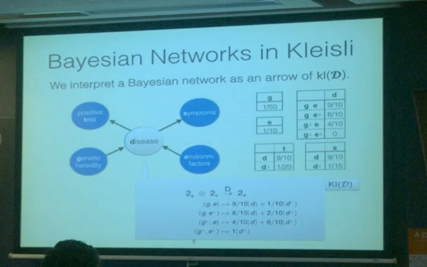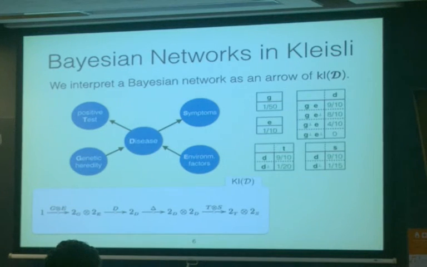And because it's a monoidal category, we can use both sequential and parallel composition to put together these definitions of the single nodes. And we obtain an arrow which represents the whole network. So in this arrow, G and E are channels representing the single nodes, the priors. Then we have D representing the disease. We have a copy, which copies the domain 2 of D. And from this, two arrows depart, T for positive test and S for symptoms. And this whole thing completely captures our Bayesian network.